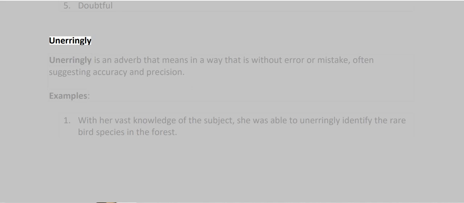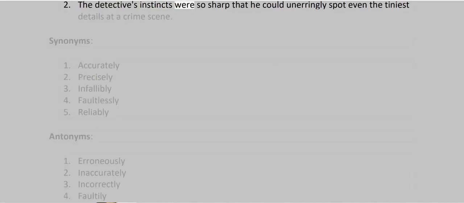Unerringly. Unerringly is an adverb that means in a way that is without error or mistake, often suggesting accuracy and precision. Examples. 1. With her vast knowledge of the subject, she was able to unerringly identify the rare bird species in the forest. 2. The detective's instincts were so sharp that he could unerringly spot even the tiniest details at a crime scene.